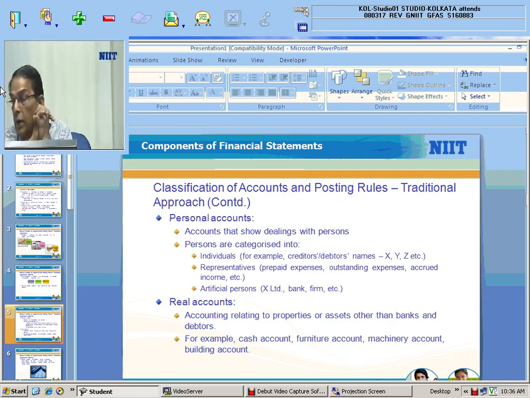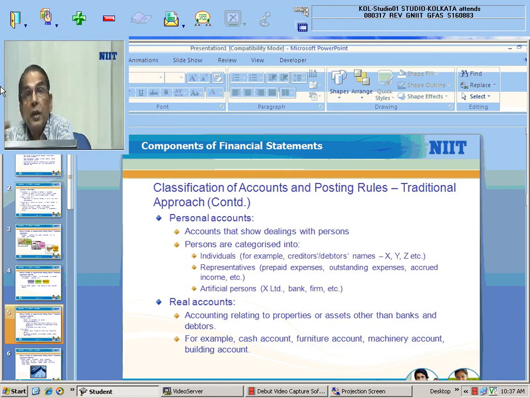So personal accounts are accounts that show dealings with persons. So these accounts will reflect transactions with persons. Persons are categorized again into individuals, for example creditors, debtors. So the accounts will be maintained in the name of the creditors or the debtors. Name can be X, Y, Z, etc. Personal accounts can also be categorized into representative. So here it could be prepaid expenses, outstanding expenses, accrued income, etc. They are representing prepaid expenses paid to somebody. So they represent some person actually.